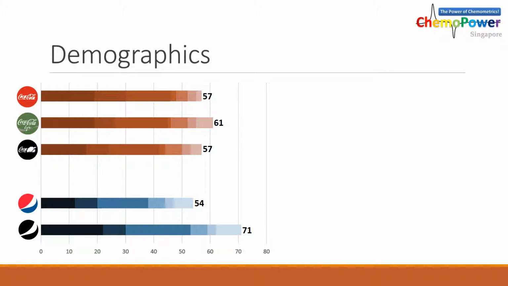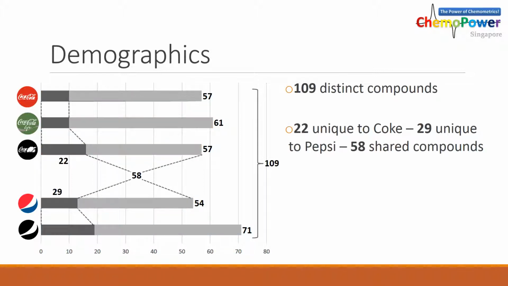Between the Coke and Pepsi samples, we discovered a total of 109 distinct compounds. However, of these 109 compounds, relatively few are specific to one of the drink types. Only 22 compounds are unique to Coke and 29 are unique to Pepsi. The remaining 58 compounds are shared between the samples in some combination. Hence, this is not enough to conclusively prove that there is a significant difference between Coke and Pepsi. To do so, we will need to look at the significant compounds of these drinks.